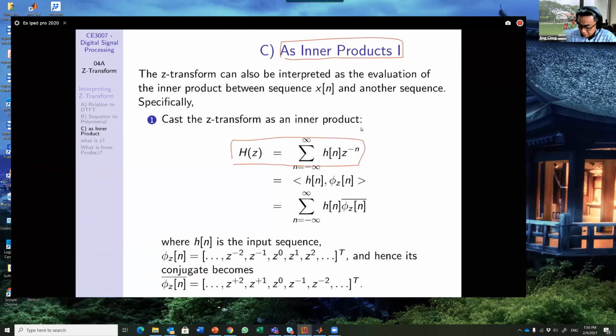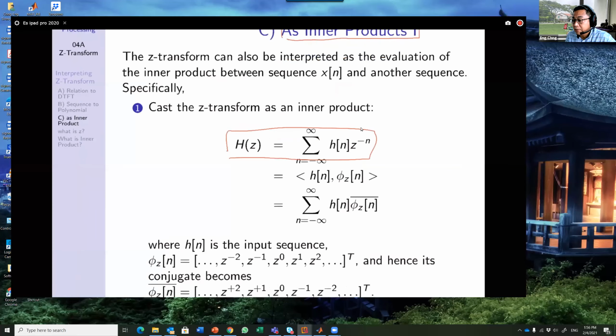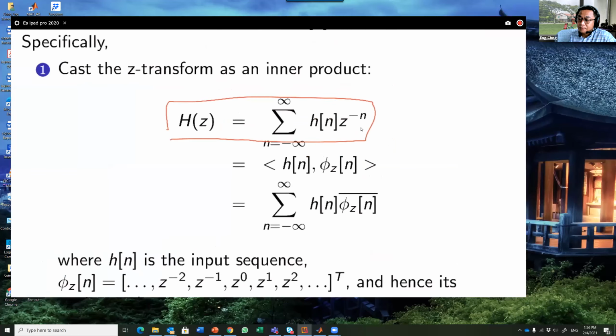Now, this equation is the definition of the Z transform. Nothing has changed. But in fact, this equation is a realization of this equation. Or in fact, this little arrow here, this bracket here, has an interpretation in linear algebra.